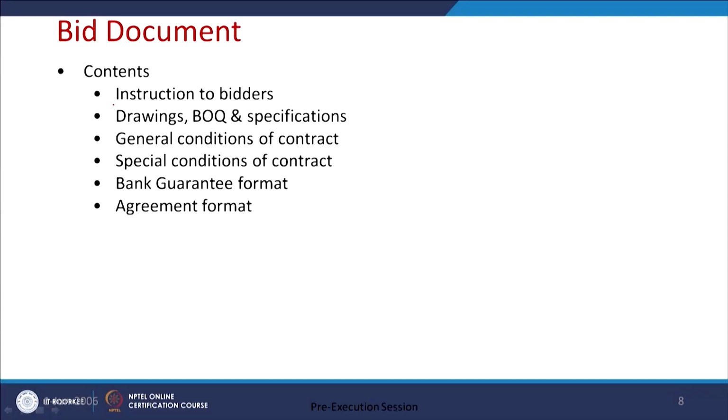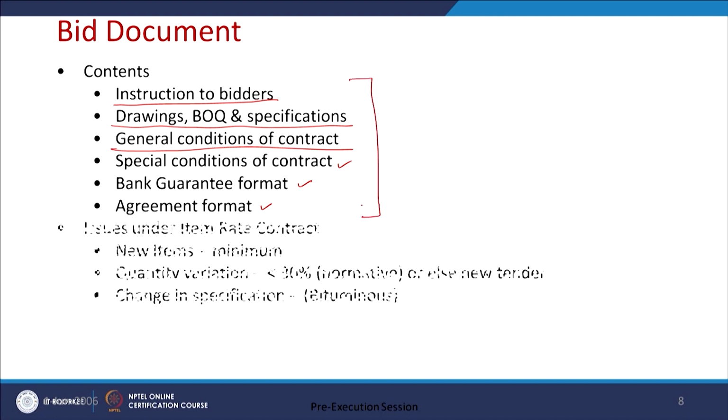A bid document basically consists of instructions to the bidders, basic information like drawings, bill of quantity and specification, general conditions of the contract, and special conditions if there are any which are outside the general conditions. Then a bank guarantee is taken to ensure that the contractors or suppliers follow the financial norms. Then the agreement format. So, these are the contents of a general bid document.